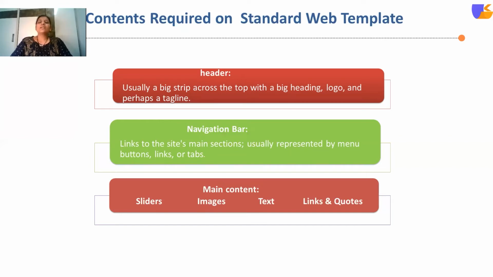Then the next thing is adding main contents into your web pages. These main contents can be text, images, sliders, some quotes, some videos, some graphics, some GIF images. The contents which you want to display on your website, all these will be considered the main contents of your website. So this is the way of deciding a standard web template, or these are the things which will be available on any template.